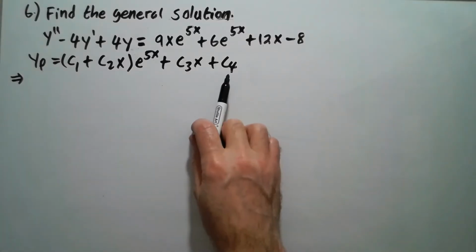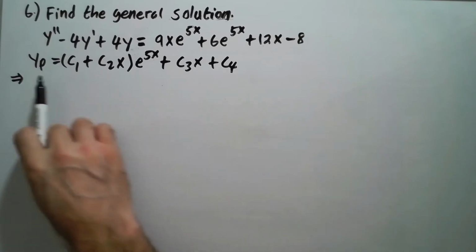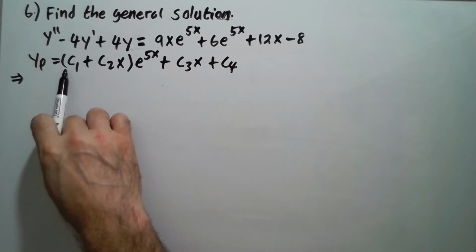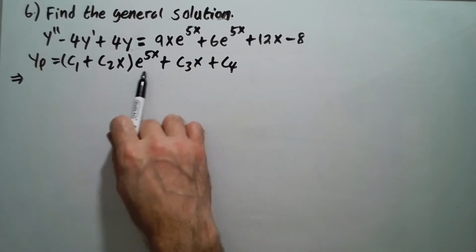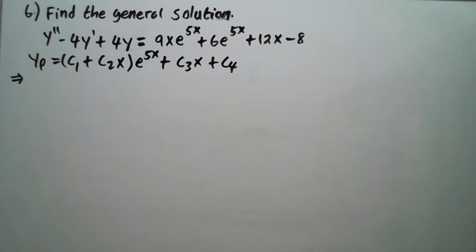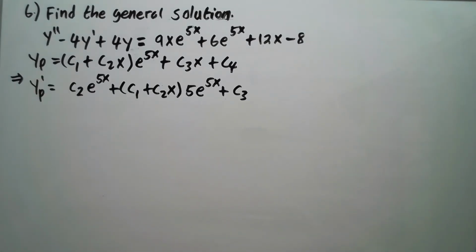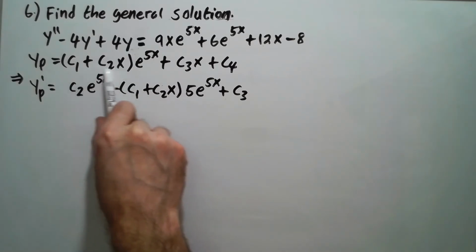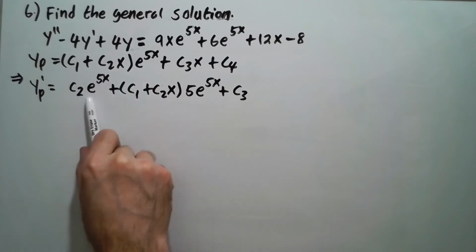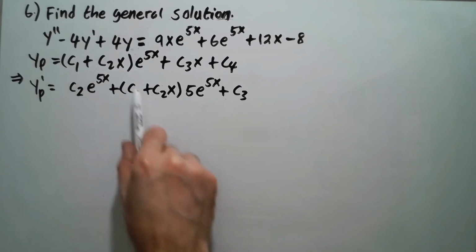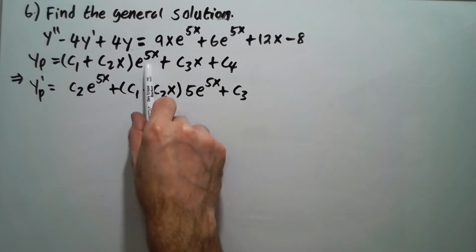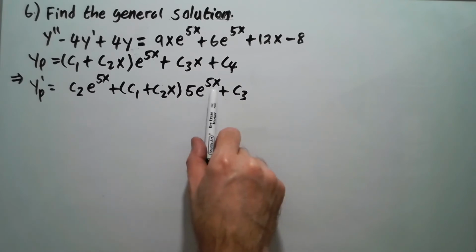Okay, so here's yp. We're going to plug it into the differential equation up here. So let's find yp prime first. To do that, we're going to use the product rule on this first term, where c1 plus c2x would be the first function and e to the 5x would be the second function. So we get the derivative of the inside, c1 plus c2x, which is just c2, times e to the 5x, plus c1 plus c2x times the derivative of the e function, which is itself times the derivative of 5x, which is 5, so 5 e to the 5x.